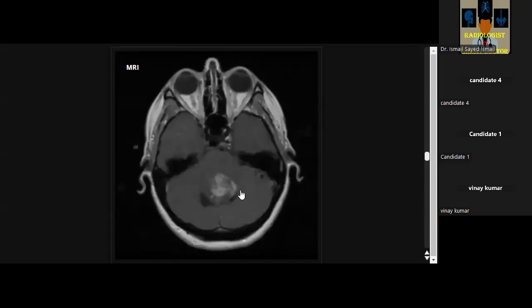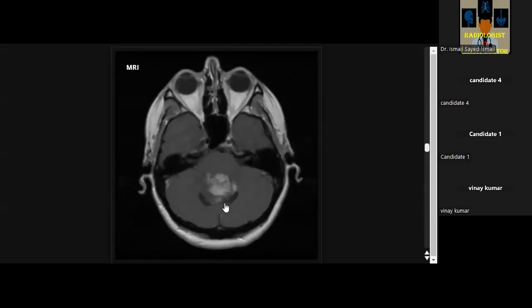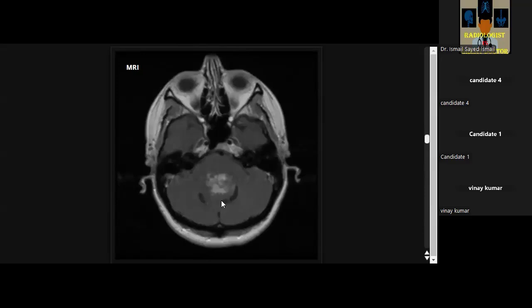Although a medulloblastoma, I expected it to be more avidly enhancing and less heterogeneous. Any specific MRI sequence that can help? Okay, any other sequence you want to see? I would want to look at the ADC and DWI. Yes, okay, just a minute.